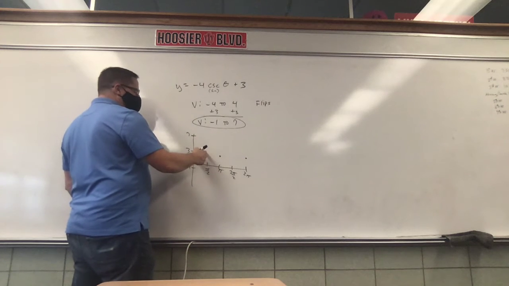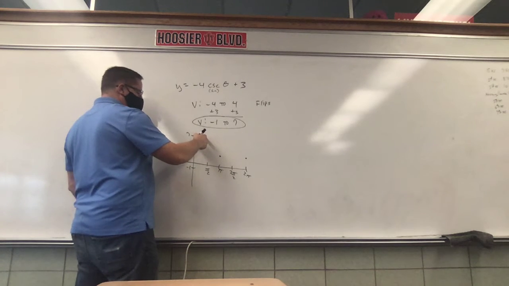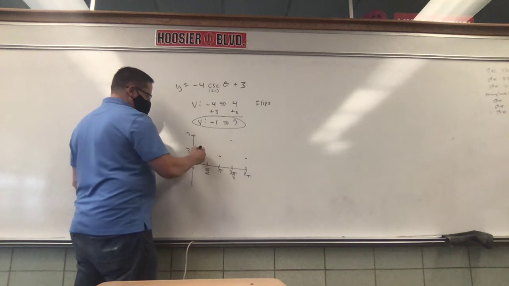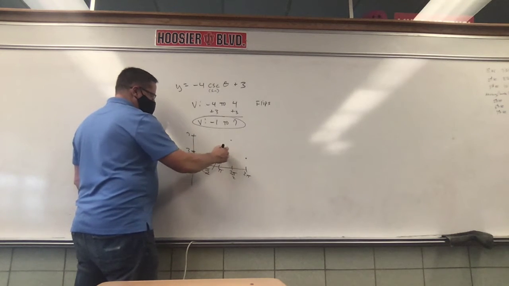And at pi over 2 on a sine graph, we're up here, but since we flipped it, we're going to be down here at the low point. And at 3 pi over 2, we're going to be at the high point. So here's my sine graph.